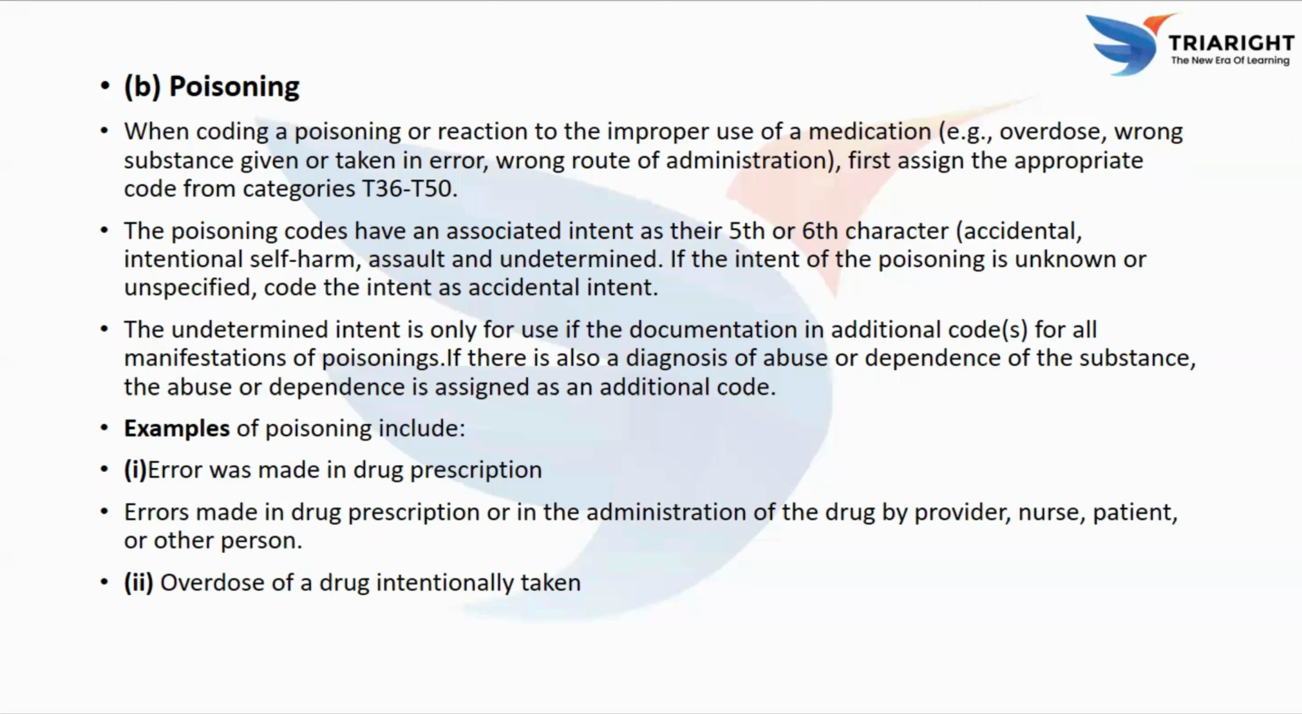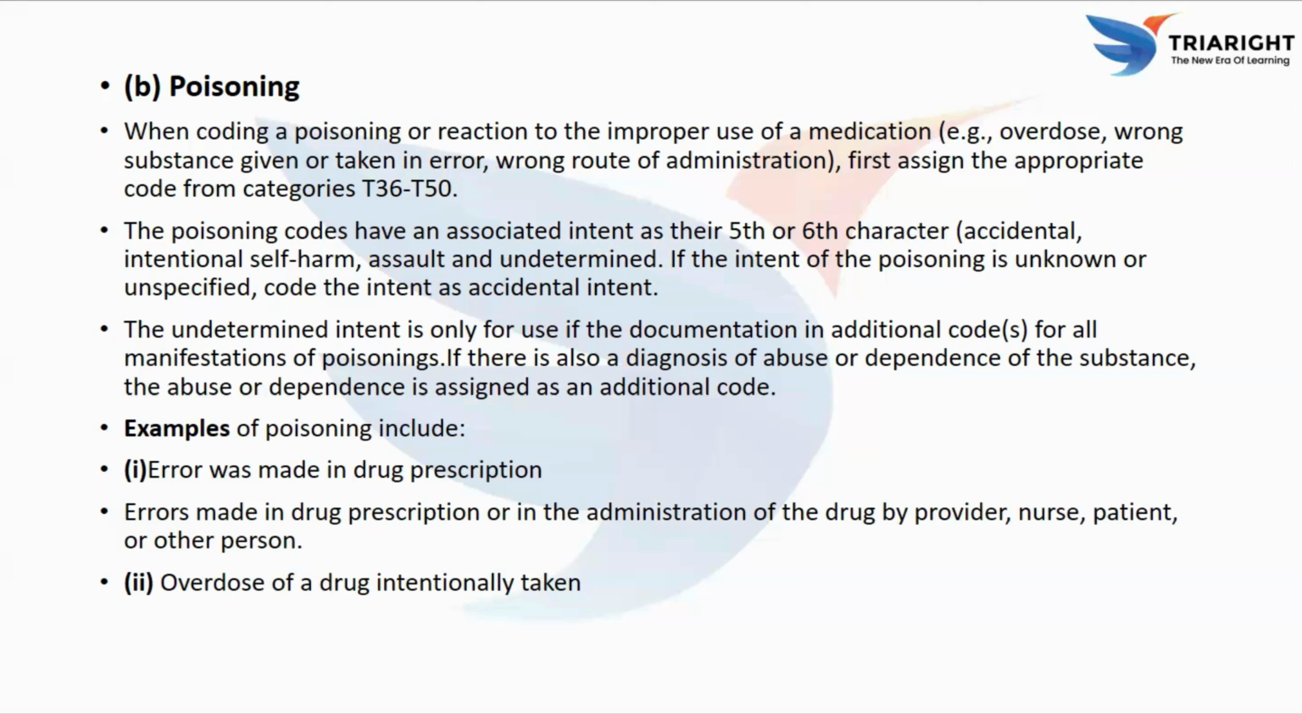So what are the examples of poisoning? An error was made in drug prescription. This includes wrong drug prescribed, wrong dose written, wrong frequency, or a wrong patient. This is considered poisoning but not an adverse effect.